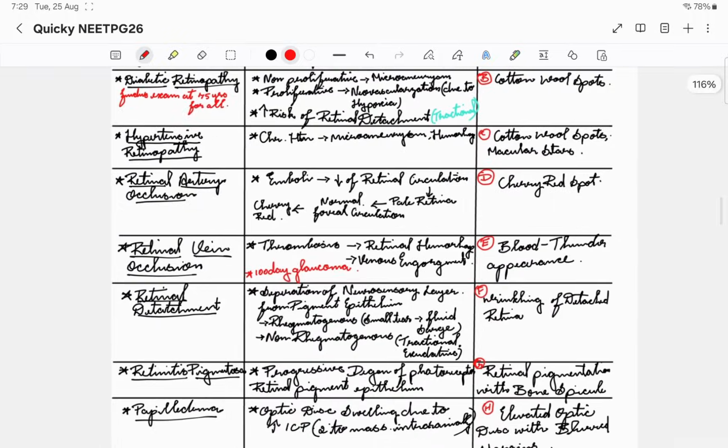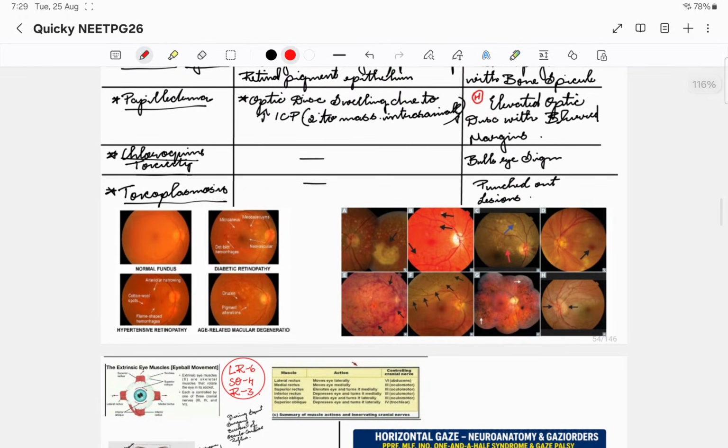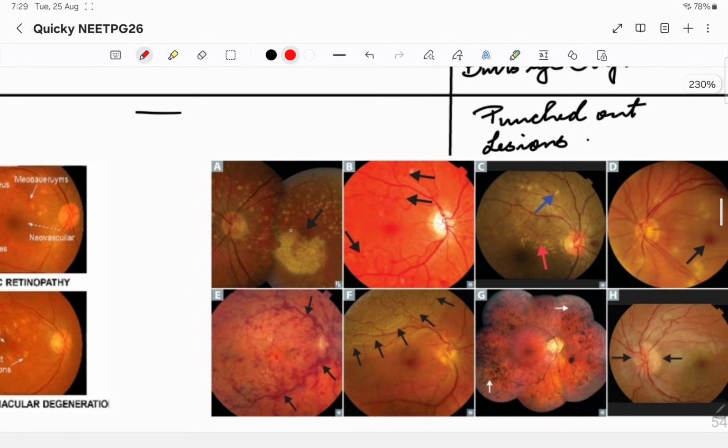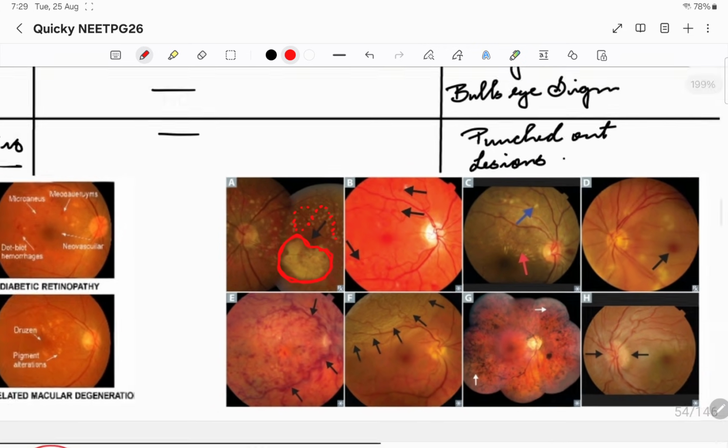So what does drusen mean? Let me show you the image. This is what a drusen would look like. These dots are there, right? This is the specific sign of age-related macular degeneration. So, the drusen sign.